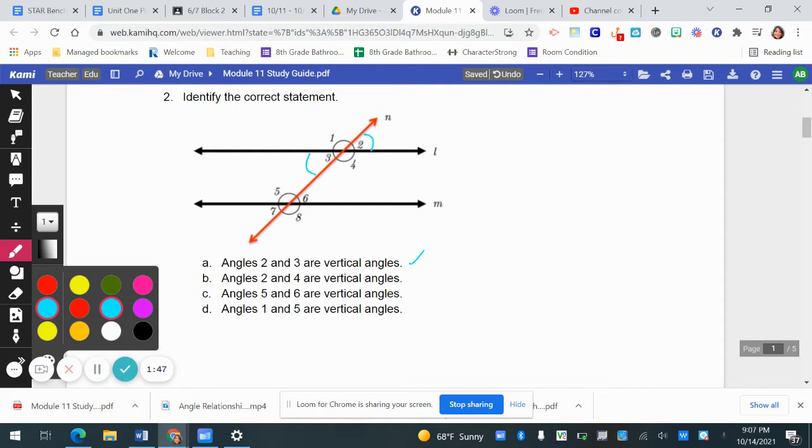2 and 4 cannot be vertical angles because they share one side. 5 and 6 cannot be vertical angles because they also share a side. And the same thing, 1 and 5 cannot be vertical angles because they are not opposite of each other. Those are corresponding angles.